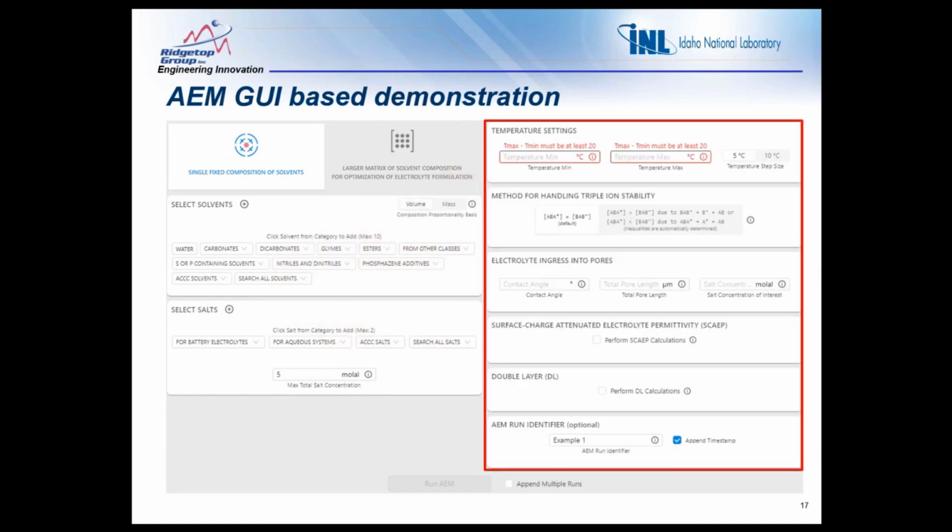Next come the temperature settings, the triple ion stability, and other factors like the electrolyte ingress and escape calculations, and the double layer calculations. Finally, when we hit run, of course, as I mentioned previously, it takes less than 10 seconds for each of the runs. And of course, for a larger matrix calculation, it takes a bit more.